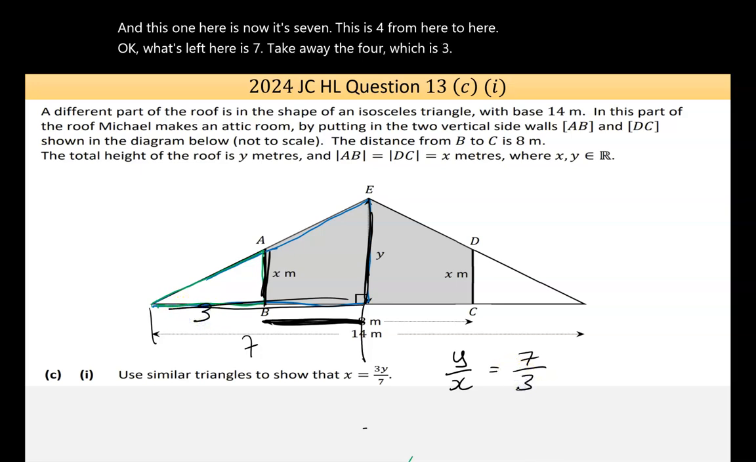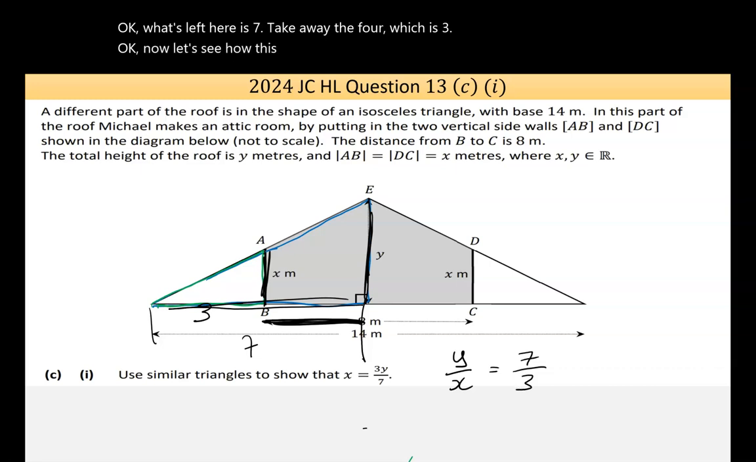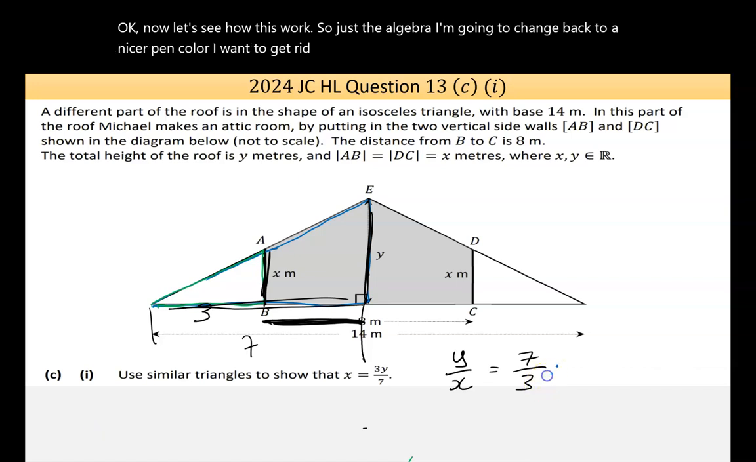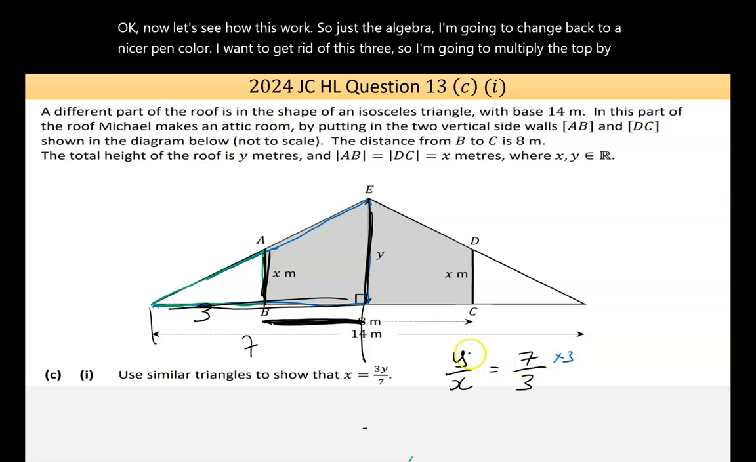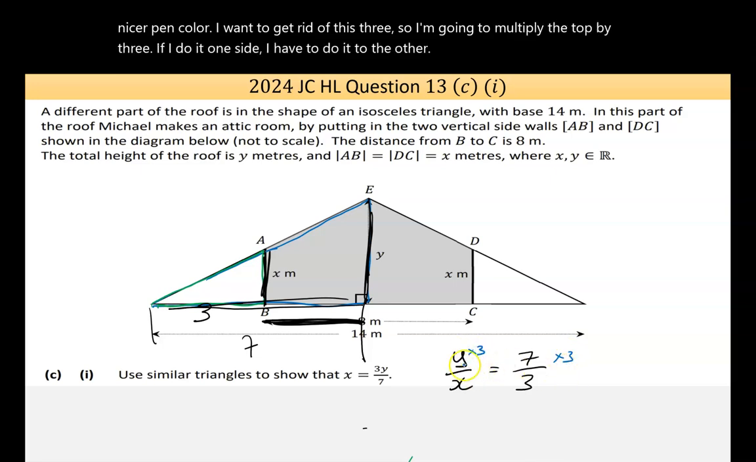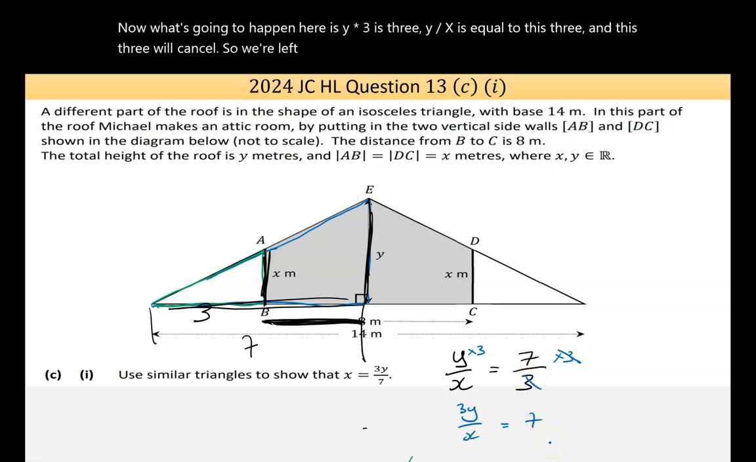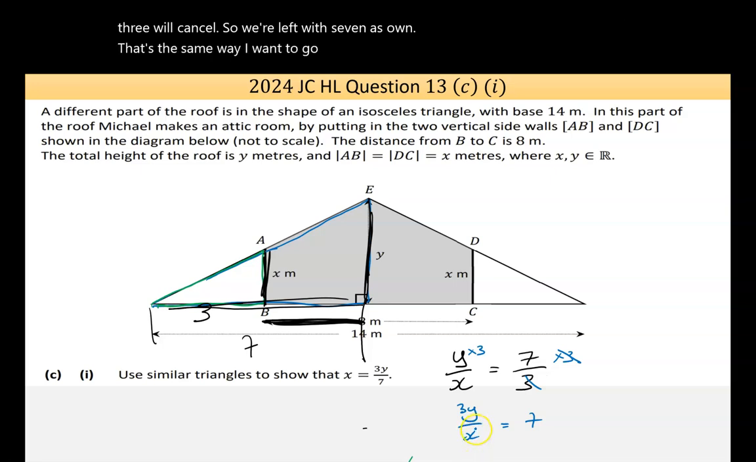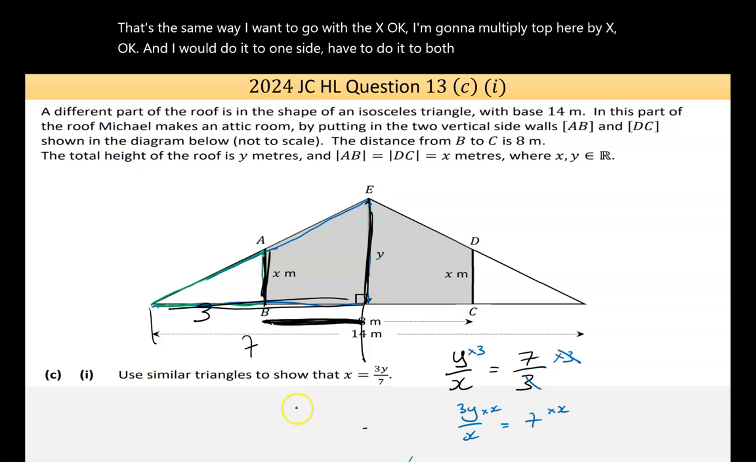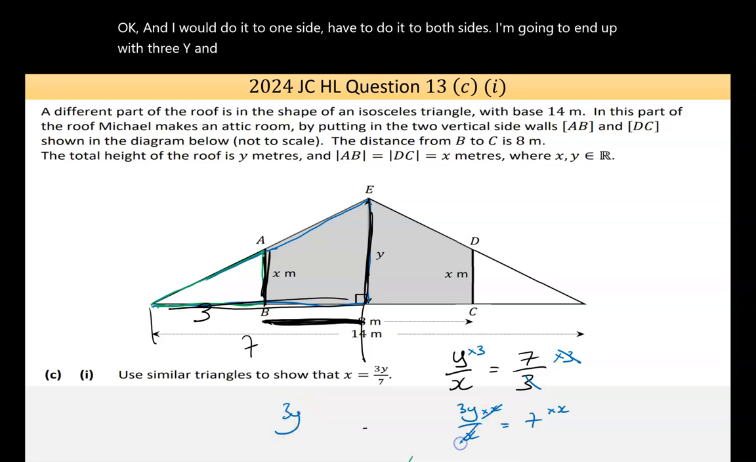Now let's see, how would this work? So just the algebra of it, I'm going to change back to a nicer pen color. I want to get rid of this 3, so I'm going to multiply the top by 3. If I do it to one side, I have to do it to the other. Now what's going to happen here is y times 3 is 3y over x is equal to this 3 and this 3 will cancel, so we're left with 7 on its own. Same way, I want to get rid of the x, so I'm going to multiply the top by x. If I do it to one side, I have to do it to both sides. I'm going to end up with 3y, and the x here and the x here will cancel, equal to 7 times x, which is 7x.